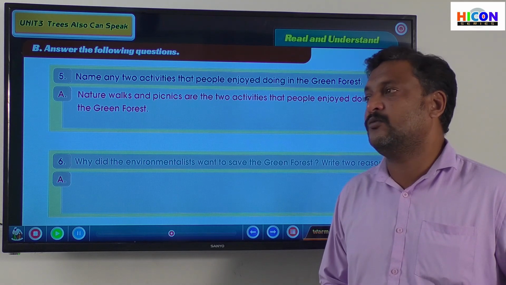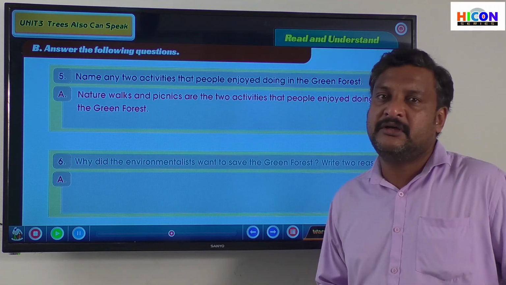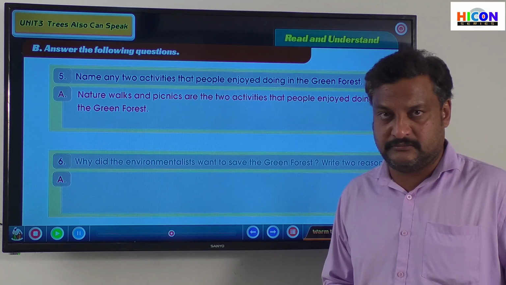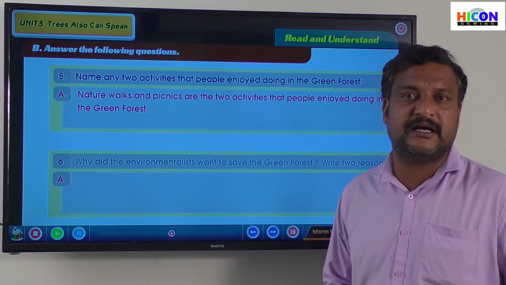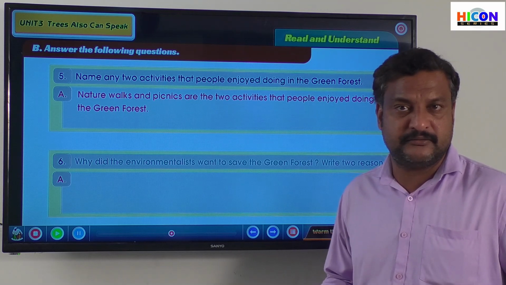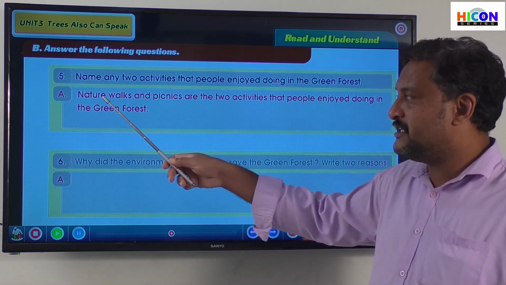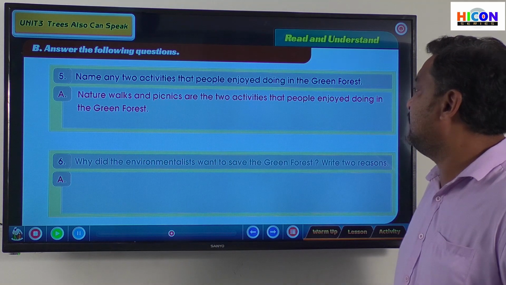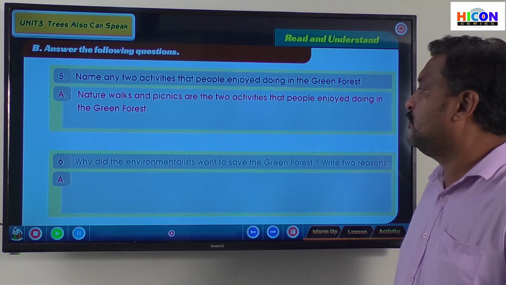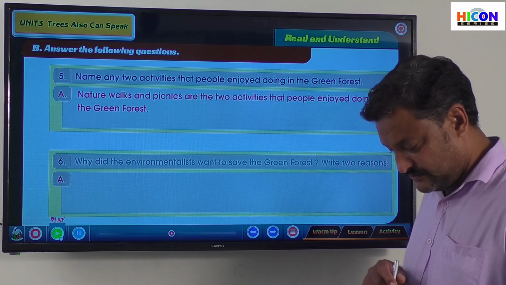During the weekends or during holidays, all the family members will go to a very beautiful, naturally beautiful spot near a forest or near the riverside and spend a day over there, right? So these are some kind of activities. What are they? Nature walks and picnics are two activities that the people enjoyed doing in the green forest, right? Okay, next question.